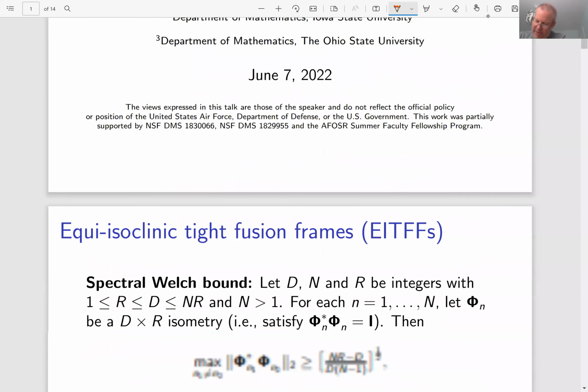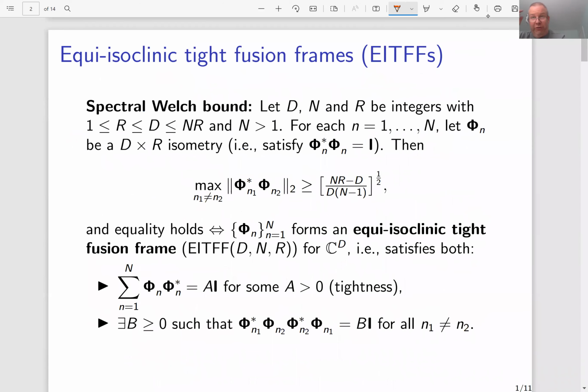So what I'm going to be speaking about in general is new constructions of these objects we call equi-isoclinic type fusion frames. I know a lot of you have seen this background before, so I'll go through it pretty quickly. My apologies to those that haven't. What we're going to have are three numbers here. I'm always going to list them in this order: D, N, and R.